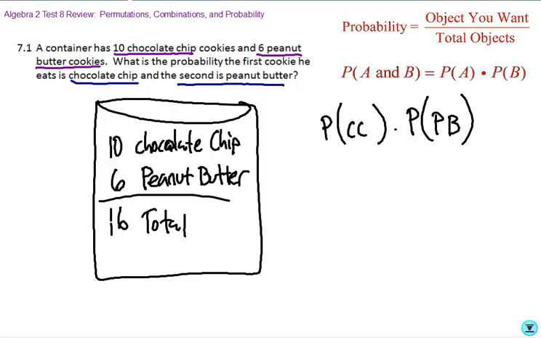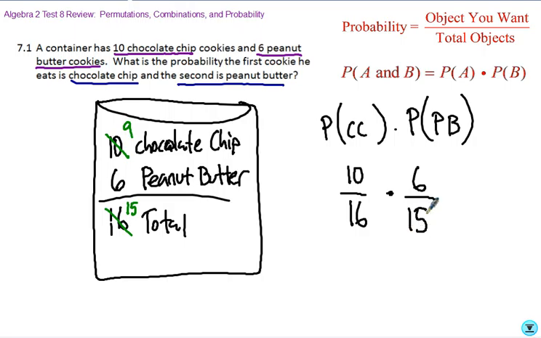So if I say, well, what's the probability of me getting a chocolate chip? Well, there's 10 chocolate chip out of a total of 16 cookies. But then where this changes is that once I've now eaten one of those chocolate chips, there's now one less because I ate it, or I took it out of the cookie jar, right? So now if I took a chocolate chip out of the cookie jar, now there's only a total of 15 cookies. So if I said, what's the probability of me getting a peanut butter? Well, there's 6 peanut butter, but it's not going to be out of 16 because I've already taken one cookie out of the jar. It's going to be out of 15, right?